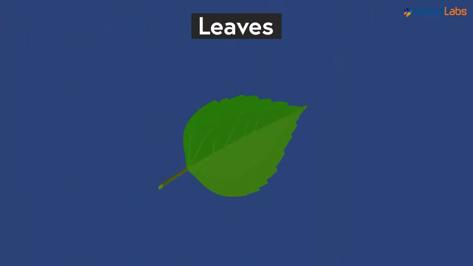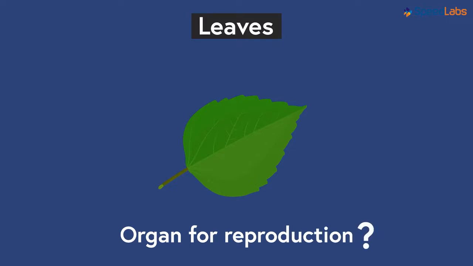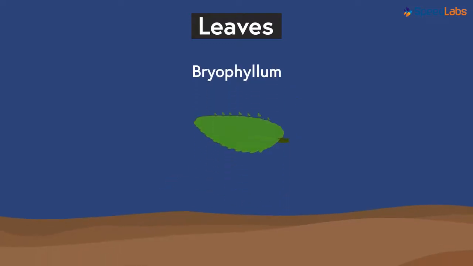Now, after the stem, let's move on to the leaves. Can you think of leaves being used as organs for reproduction? Your answer is probably no. But astonishingly, some plants do have magical leaves that can give rise to a completely new plant. For example, we have the bryophyllum. This plant has leaves which bear extremely small plantlets in the fringes or the margins of the leaves. When the leaves fall off, the plantlets firmly root themselves and can develop into new plants.